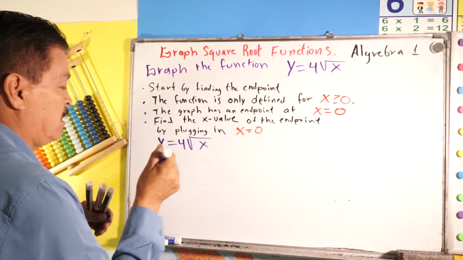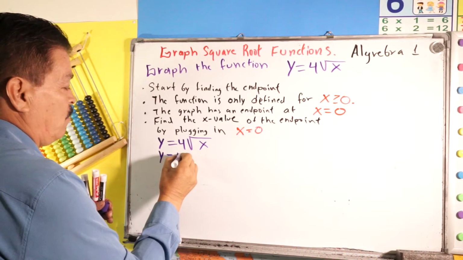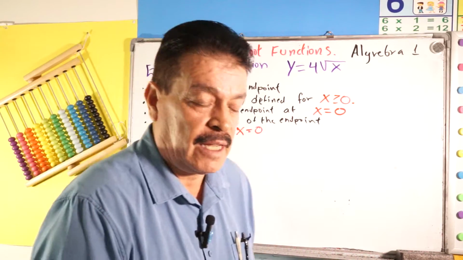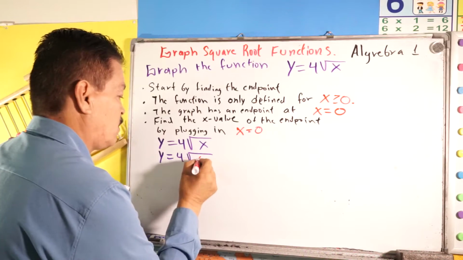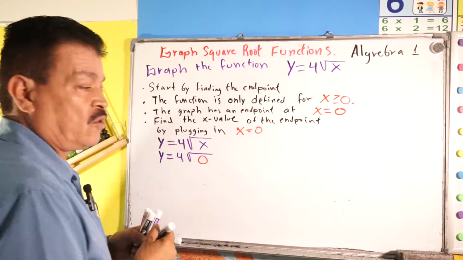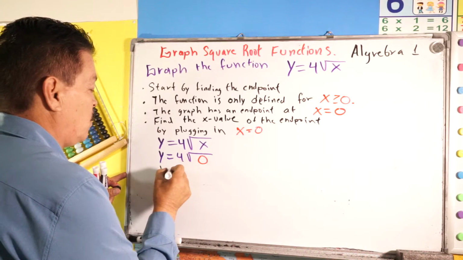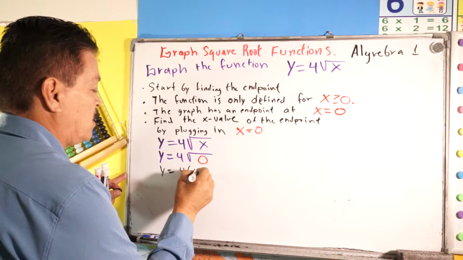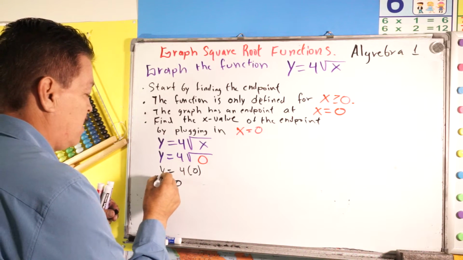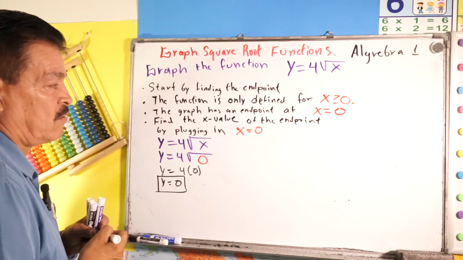So substitute the numbers here. y equals 4 square root of x. How much is x? x equals 0. So substitute right there. Once you do this, just simplify. This will be equals 4 times 0, and then y equals 0. We have this information now right here.